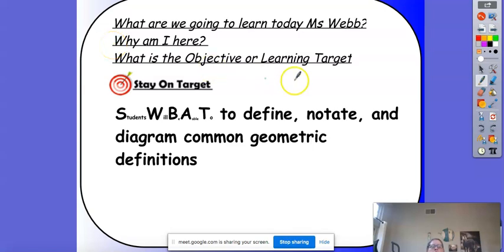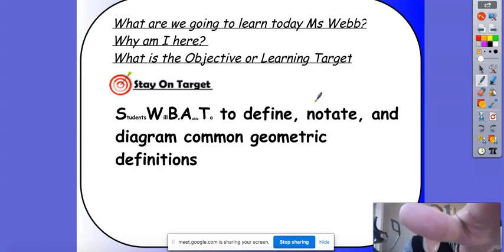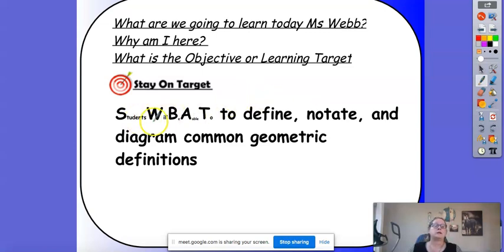So when I do a presentation in class, I have to fix my camera a little bit. I always start with: what are we going to learn today? Why am I here? What's the objective or the target? It usually starts with SWBAT, which stands for students will be able to.